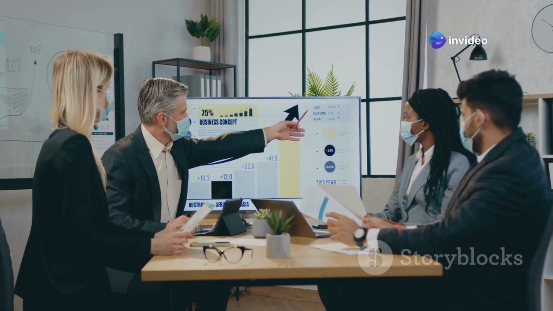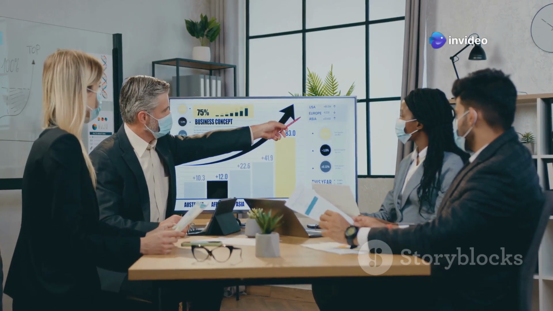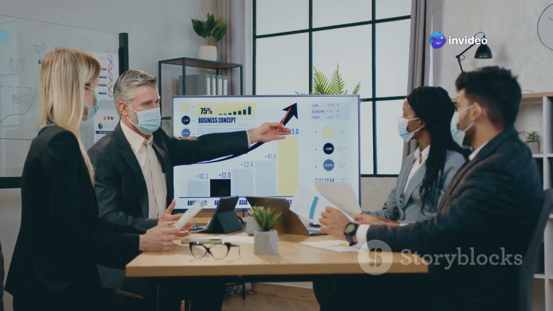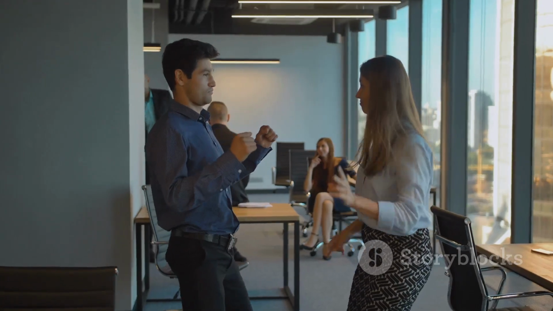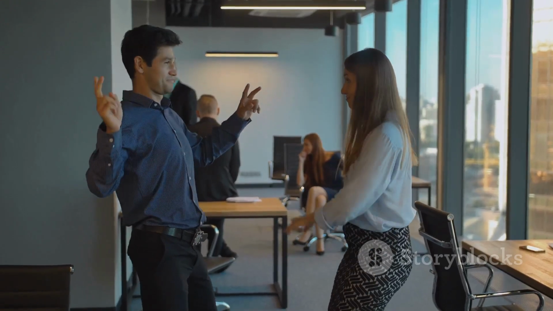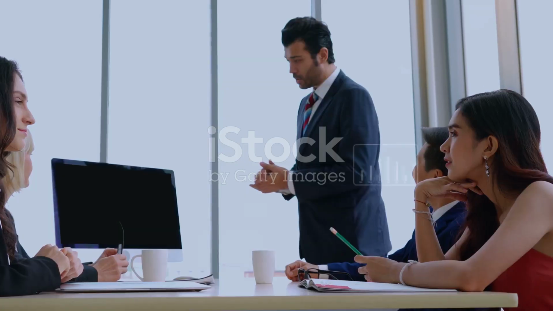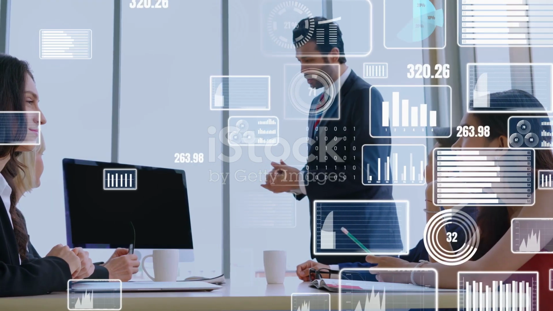By embracing data visualization, businesses can move beyond intuition and gut feeling. They can make informed decisions based on concrete data, leading to improved efficiency, profitability, and customer satisfaction. In today's competitive market, data visualization is no longer a luxury. It's a necessity.